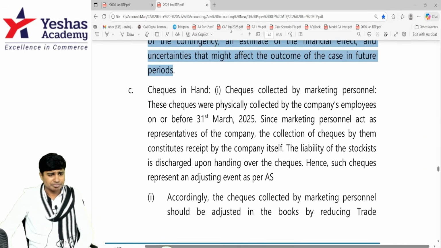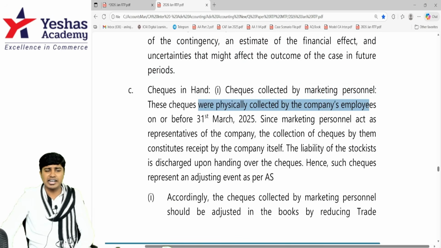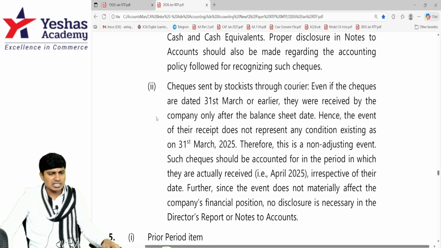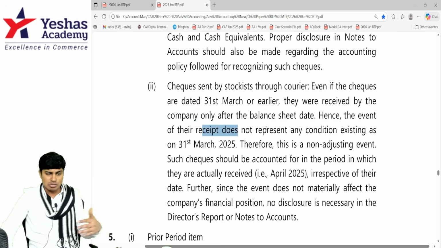Let's see. Cheques in hand. Cheques collected by marketing personnel. These cheques are physically collected by the company's employees on or before 31st March. Since marketing personnel act as representatives in the collection of cheques, it will be recorded as a part of our entity's cash collections. However, in the second case, cheques collected through courier, even if the cheques are dated 31st March or earlier, were received by the company only after the balance sheet date. Hence, this will not be recognized as a part of our receipt.